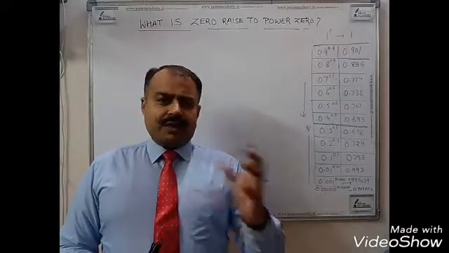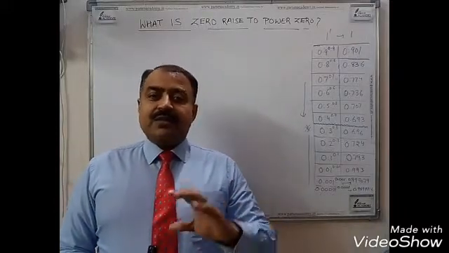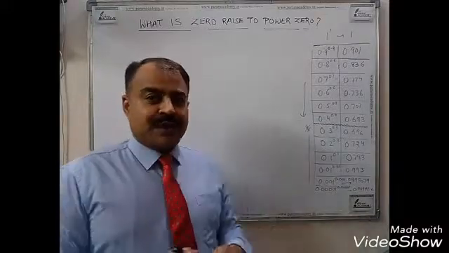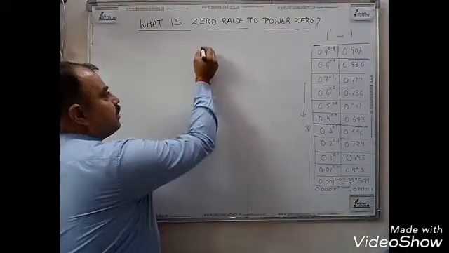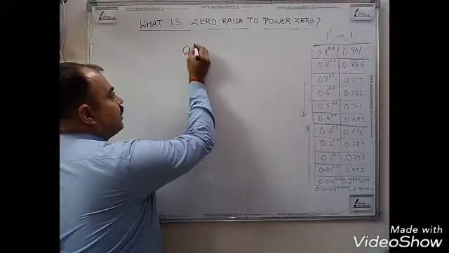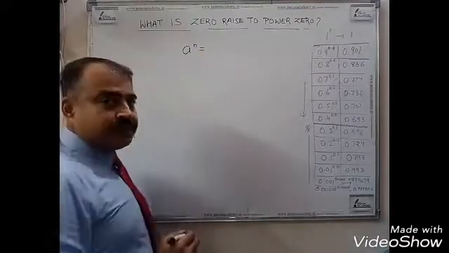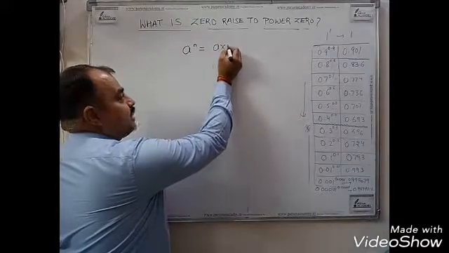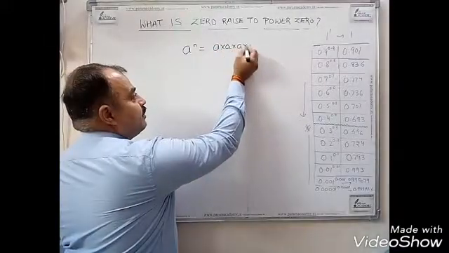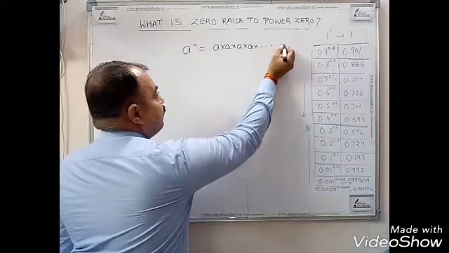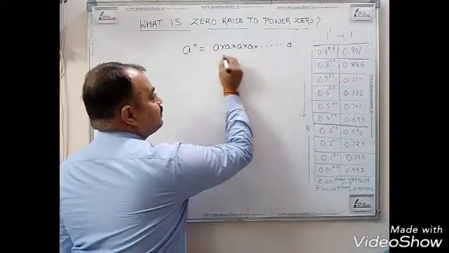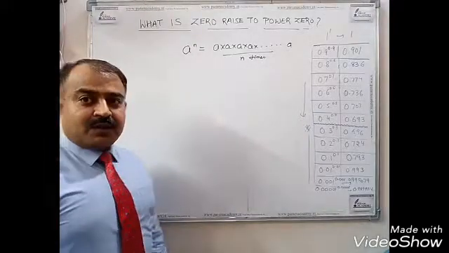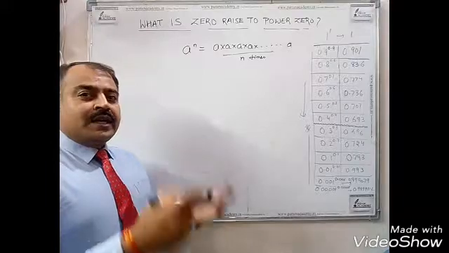So do we understand all the rules of the indices? Let's start with some of the rules. Suppose we have a raised to power n, then what does it mean? It means that a is multiplied by a up to n times. So this whole multiplication goes for n times.